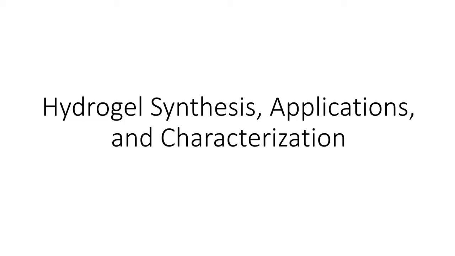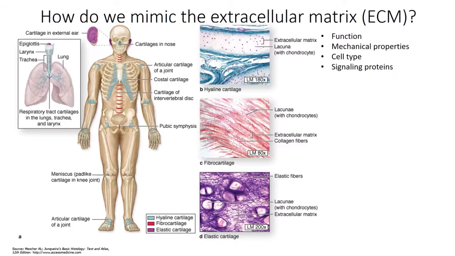So today we're going to talk about hydrogel synthesis, applications, and characterization. With tissue engineering applications, most of the time what we're trying to do is mimic the native extracellular matrix. So in this picture we see a few different types of biological hydrogels in the form of hyaline cartilage, fibrocartilage, and elastic cartilage. And you can see how even with cartilage in itself, there are many different structures and organization and types of cartilage that are used.